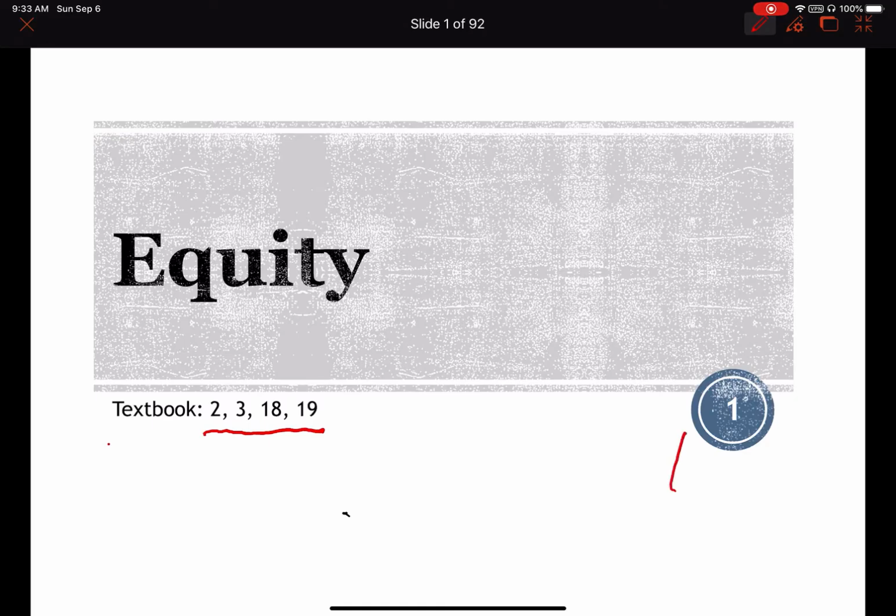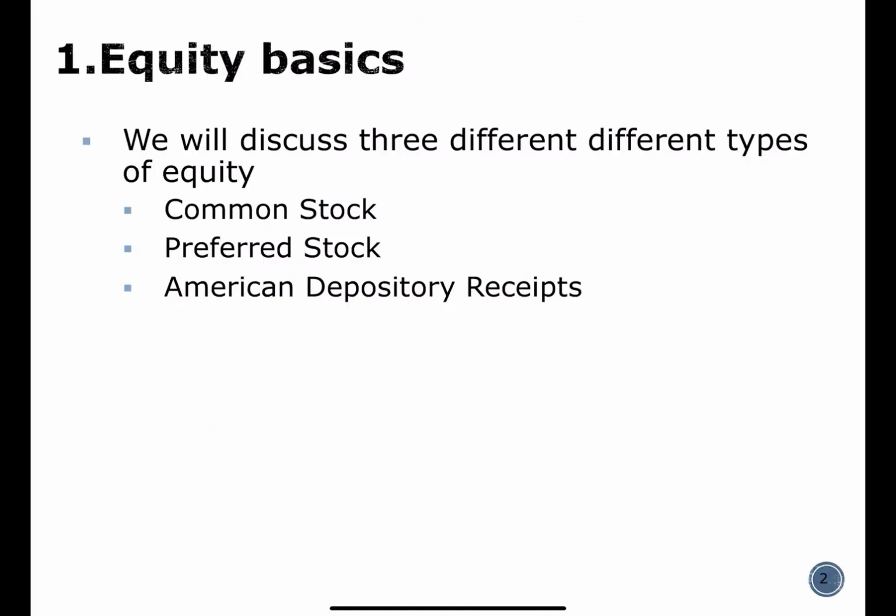Okay. How do I go to the second page? Oops. Okay. So the first part is about equity basics. So basically, we will talk about several concepts. You can see that here we will talk about three different kinds of stocks. The first is common stock. The second is the preferred stock. And the third one is the ADR, that is American Depository Receipts. I would say the more important concepts are common stock and preferred stock. If we have time, we could talk about ADR. If we don't have time, well, we will just skip it.